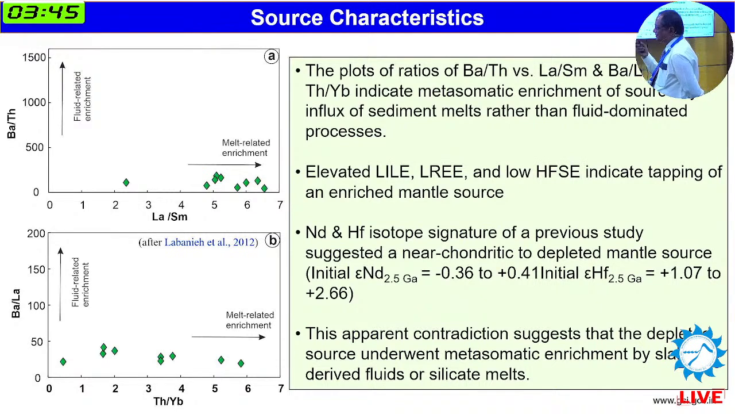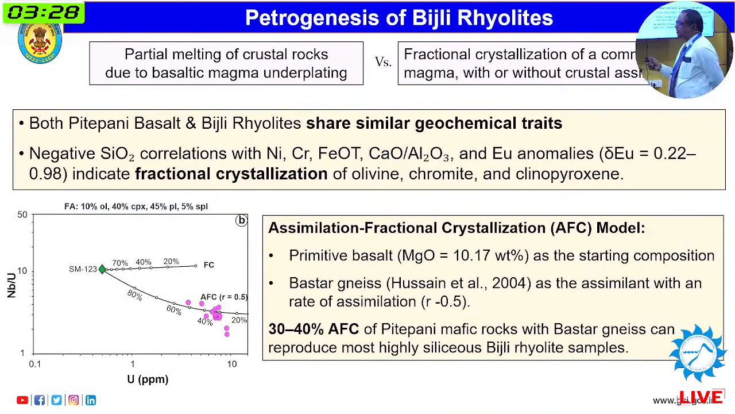So, when we started to see the source characteristics, we could see that there is an enrichment that is not by fluids, but by the influx of sediment melts rather than fluids. So whenever we try to study the petrogenesis of rhyolites, we normally think of whether it is partial melting of crustal rocks or fractional crystallization. Clearly, we see a trend of fractional crystallization, and then we tried to test it with the AFC model.